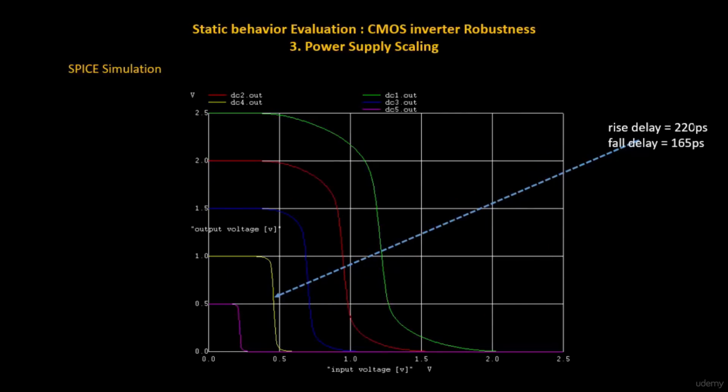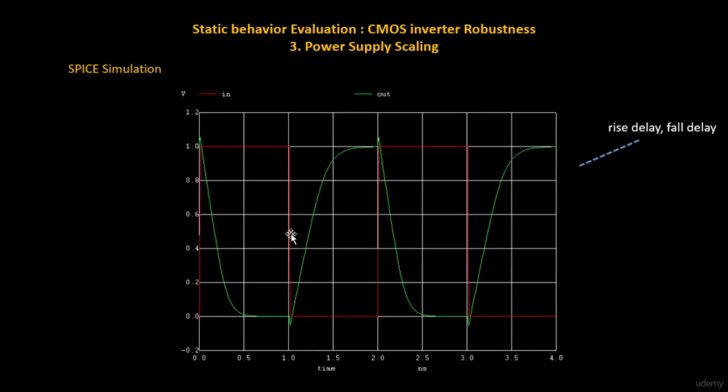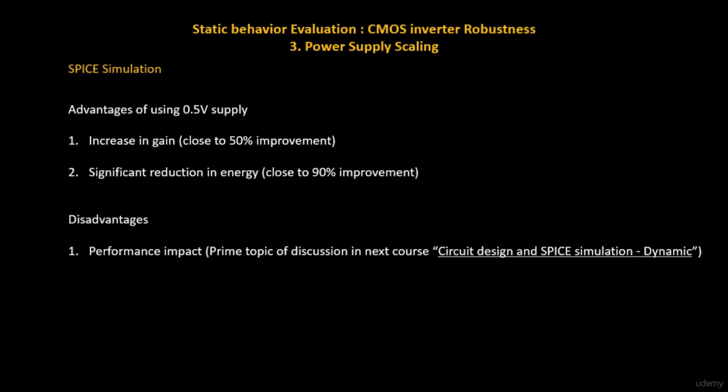If you see, the rise delay is 220 picoseconds and the fall delay is 165 picoseconds, and that's a huge performance impact. This will be our prime topic of discussion in the next course of circuit design and SPICE simulation, where we will be talking only about dynamic simulations. I'll explain the exact reason behind the increase or decrease in the rise time with the change in voltage. That will be the prime topic of discussion in the next course.